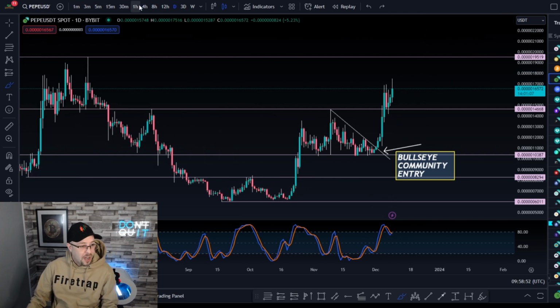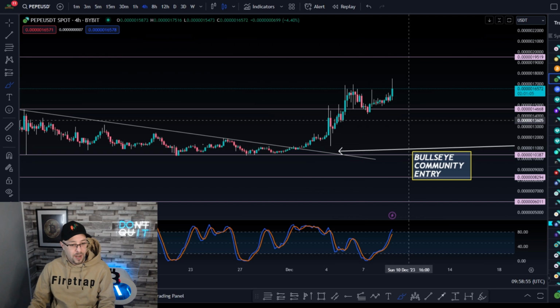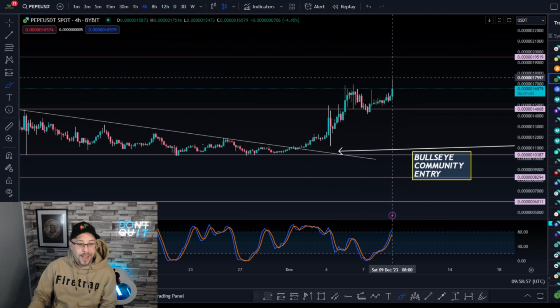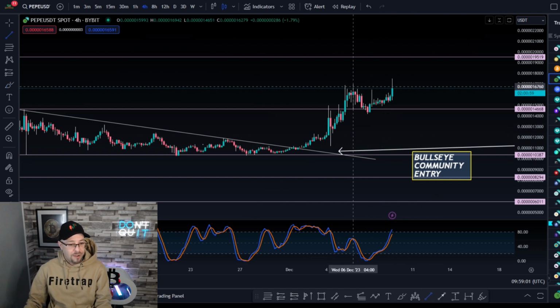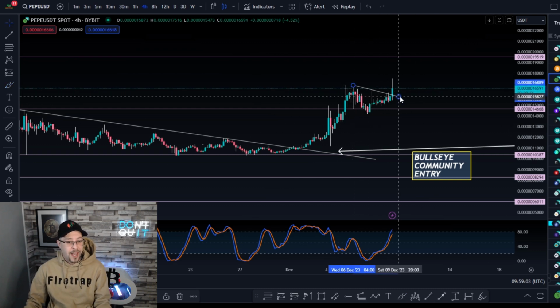What I want to do is just dive into the 4-hour chart. This is a smaller time frame. And what we're looking for is bull flags. We're looking for bull flags and breakouts of bull flags. We've got our support built in. We've got our resistance built in. Now, this is the flag and this is the break.